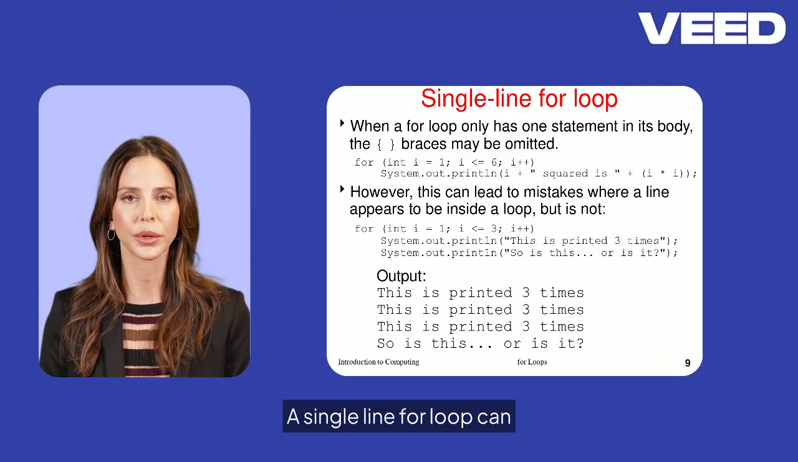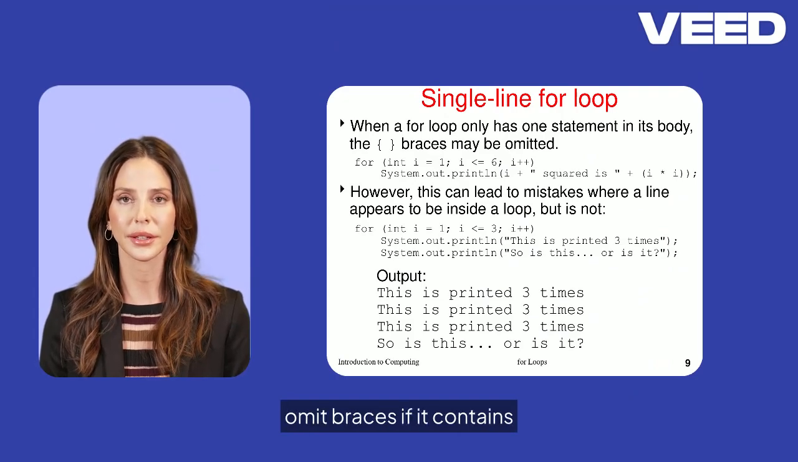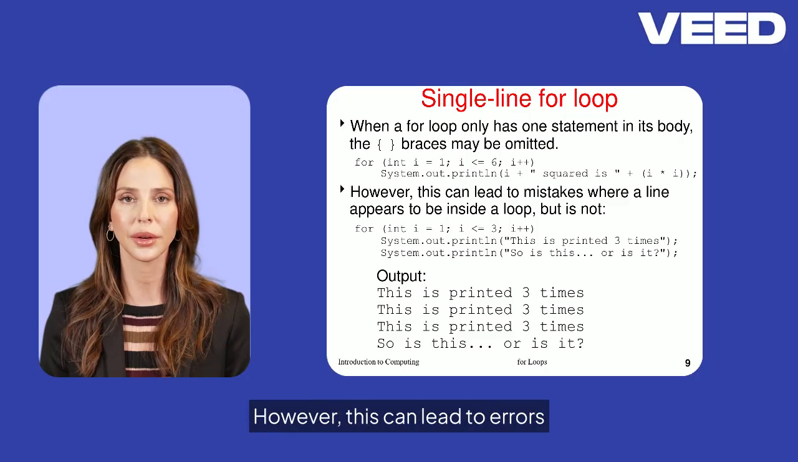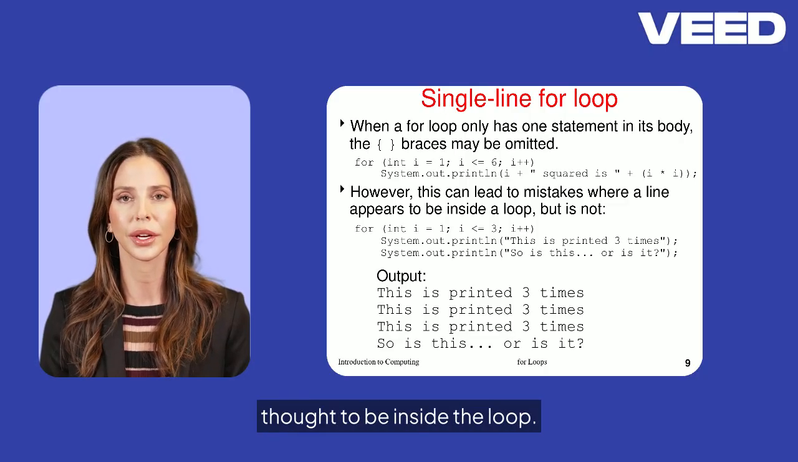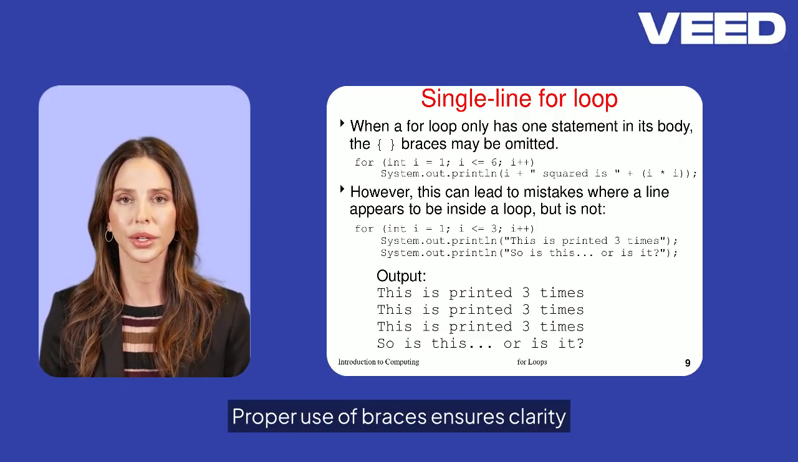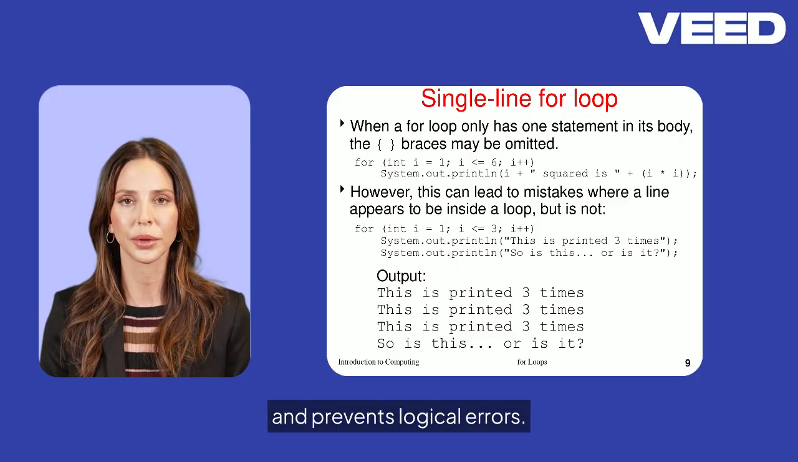A single line for loop can omit braces if it contains only one statement. However, this can lead to errors if additional lines are mistakenly thought to be inside the loop. Proper use of braces ensures clarity and prevents logical errors.